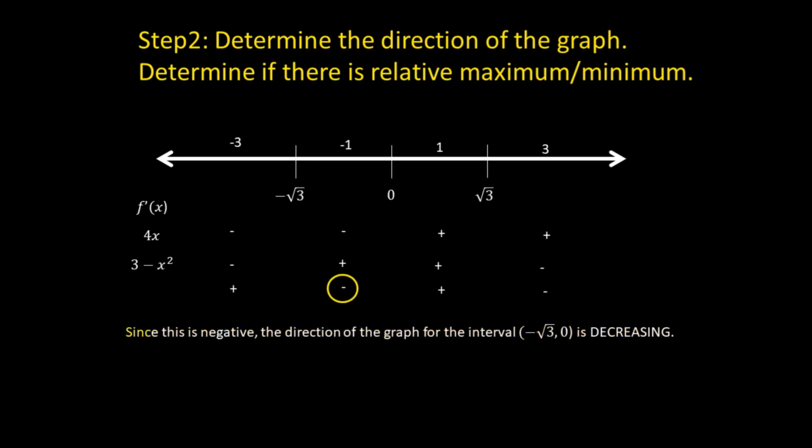And this is negative. The direction of the graph for the interval negative square root of 3 to 0 is decreasing. And for the next interval, this is positive. The direction of the graph for the interval 0 to square root of 3 is increasing. And for the last interval, we have negative. The direction of the graph for the interval square root of 3 and infinity is decreasing.